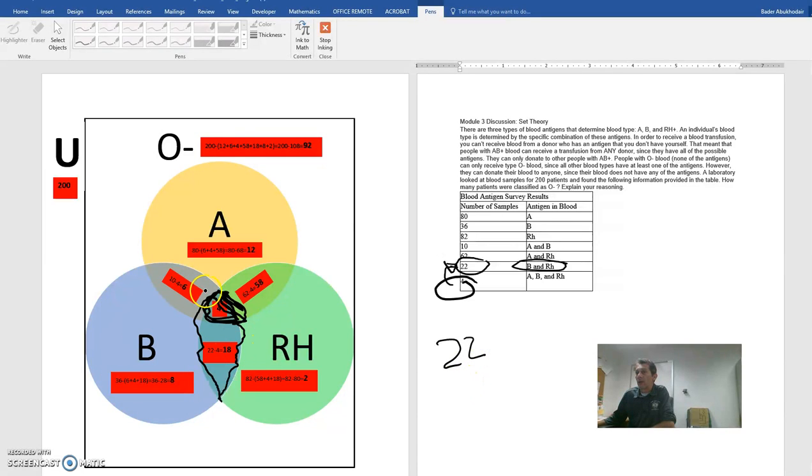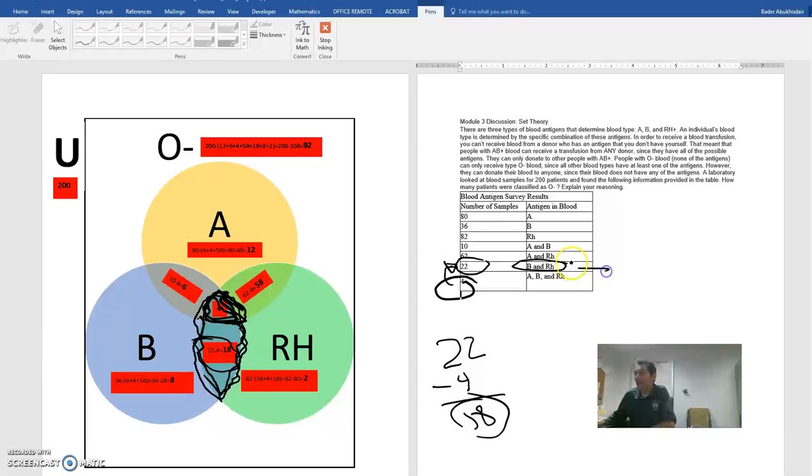Now notice that I already put 4, so there are already 4 people here. So how many are left? 22 minus 4, and you have 18 people left. So I have to put over here 18. That's what I tried to illustrate for you: you have 22 people who have B and RH, but just 18 of them have purely B and RH. They don't have any A on it.